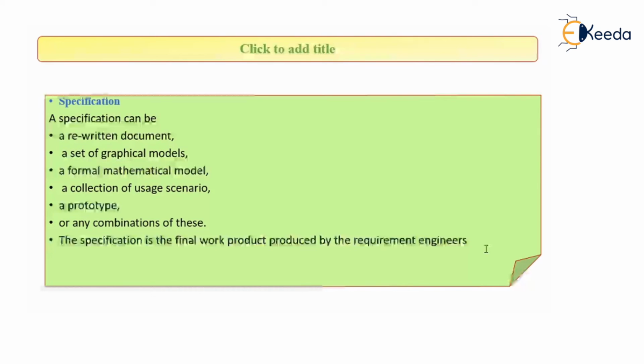Specification. It can be a written document, a set of graphical models, a formal mathematical model, a collection of user scenarios, a prototype, or a combination of these. This is a set of all the things which will be required by the requirement engineers.